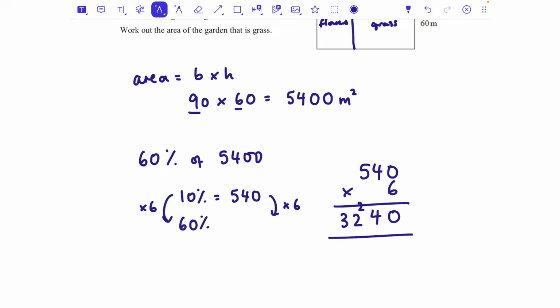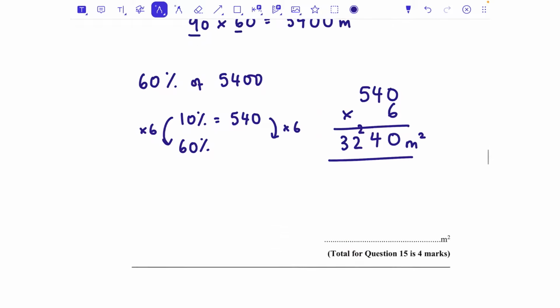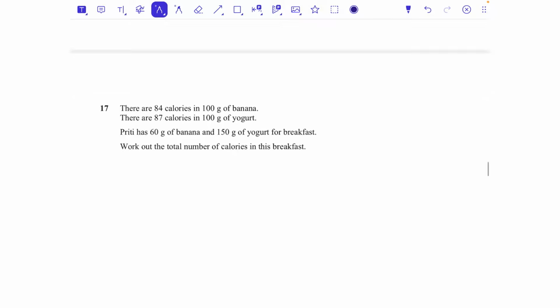So 3,240 metres squared is going to be grass. Again, if you'd worked out 40% and subtracted it, you would have got the exact same answer. So there we go, 3,240. They've already put the metre squared on the answer line, but always check that because if they haven't, then that is also worth a mark.